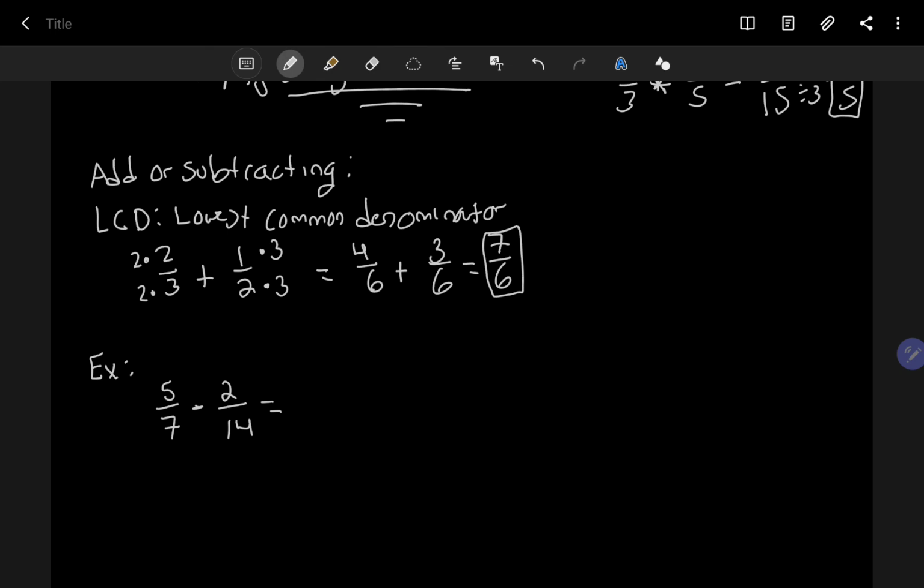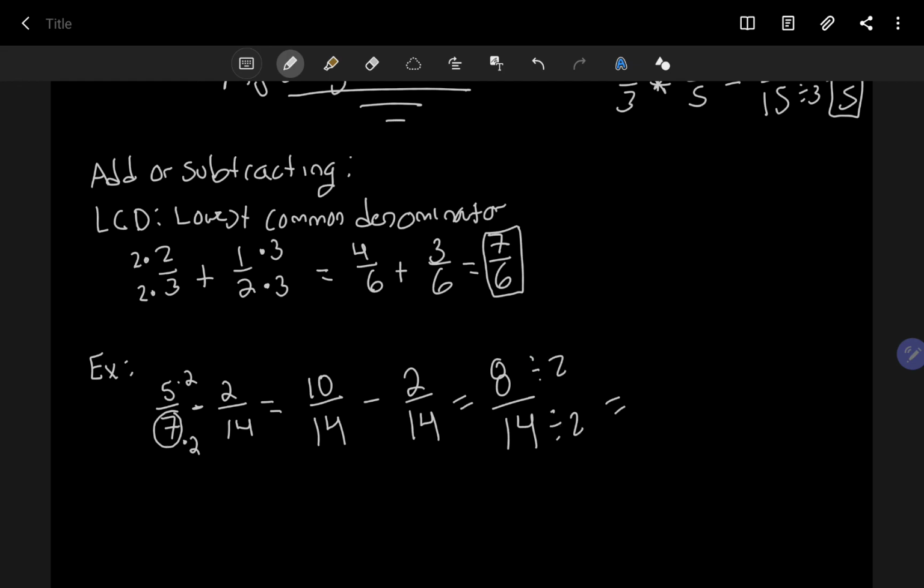Alright, so in this case we do the same thing as before. We're trying to see what their lowest common denominator is. One of the things that we can realize is that this 7 is the same thing as the 14. I can make it into a 14 if I multiply by 2. And so what I have now is 10 over 14 minus 2 over 14, which is just 8 over 14. The only thing is, this is something that we can still simplify. So we need to make sure we simplify it. My answer in this case is 4 over 7. Cool.